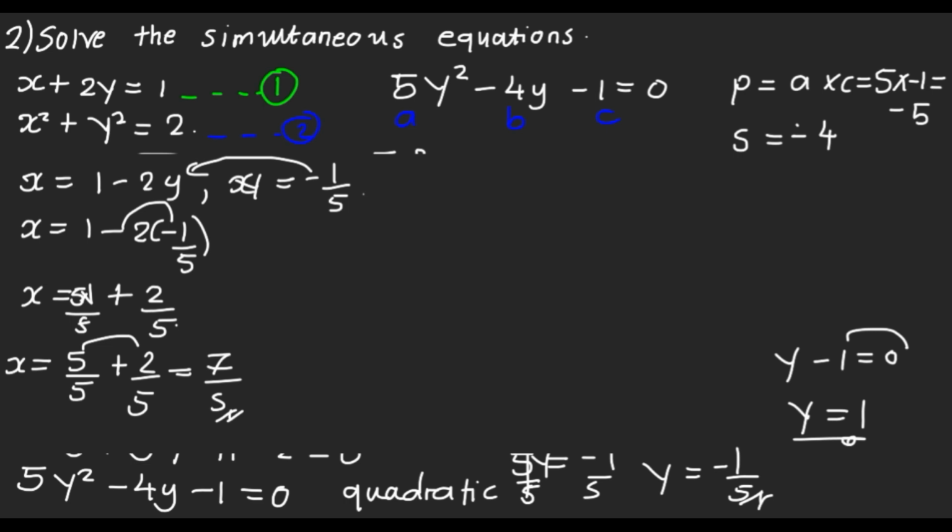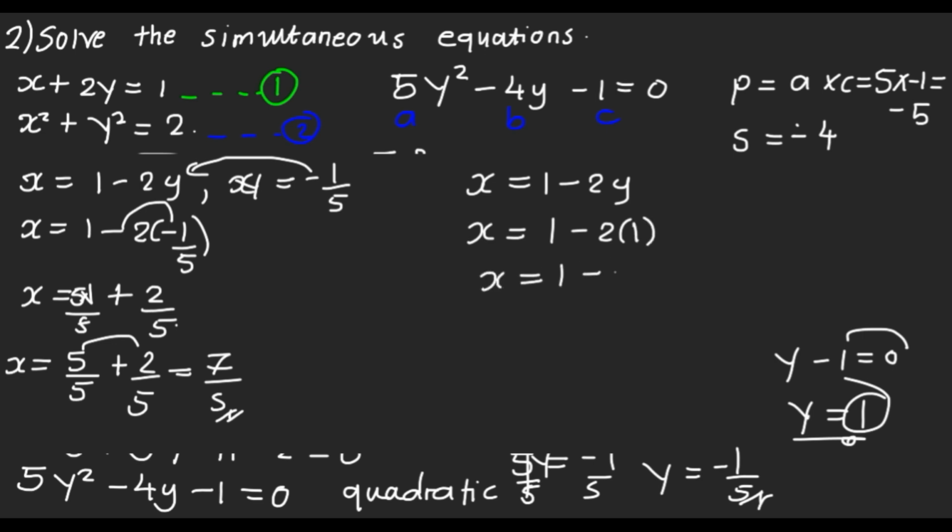And let's also find the other value of x. So say x is equal to 1 minus 2y, which is x is equal to 1 minus, what's our y this time? It is 1. So x is equal to negative 1. So this is how we can solve this equation.